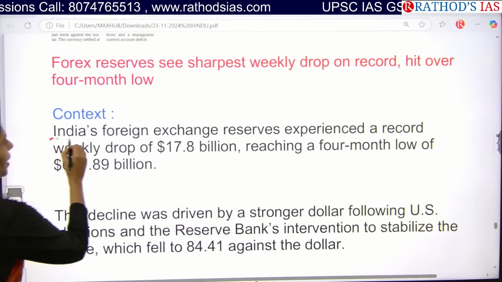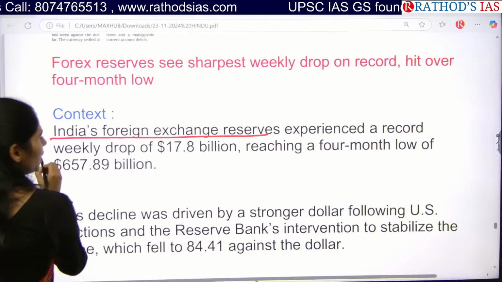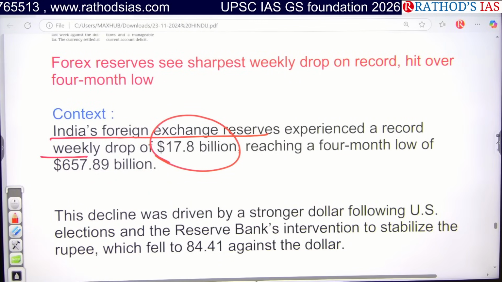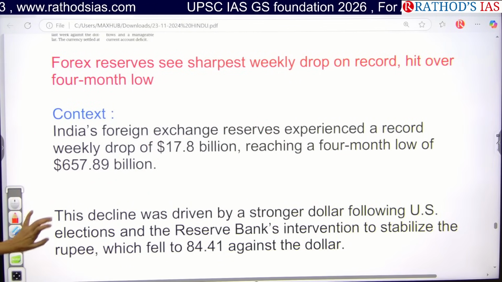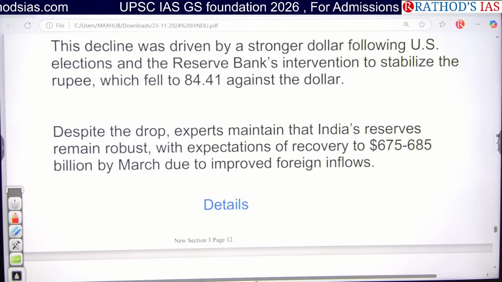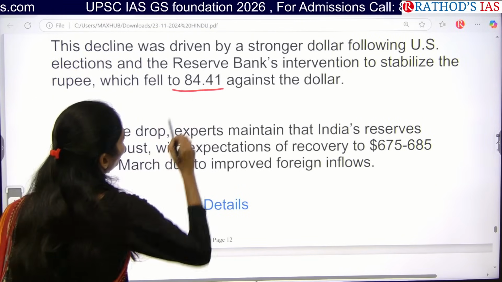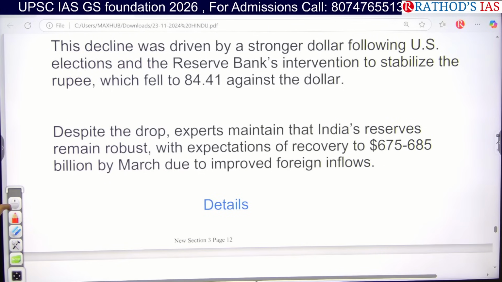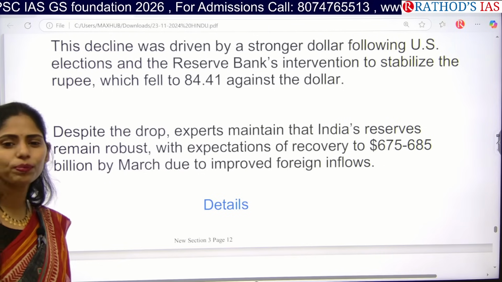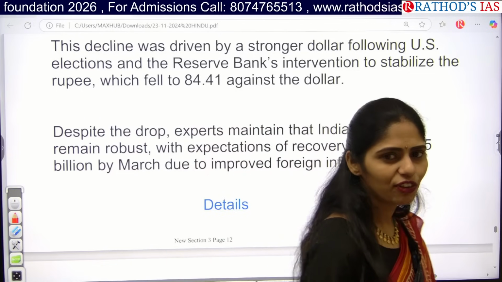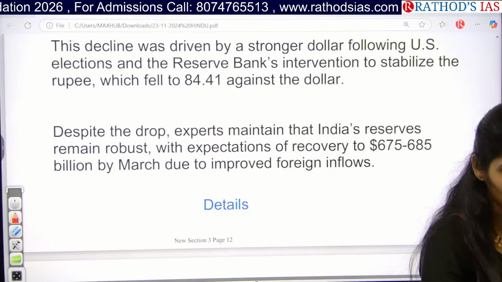Indian foreign exchange reserves experienced a very low drop of $17.8 billion. It is a 4-month low now. Okay, so because of that, what happened? There is decreasing of value of Indian rupee. Now it is 84.4 rupees against a dollar. Okay, whenever value of rupee is decreasing, then what will be the impact? We have to pay more number of rupees.